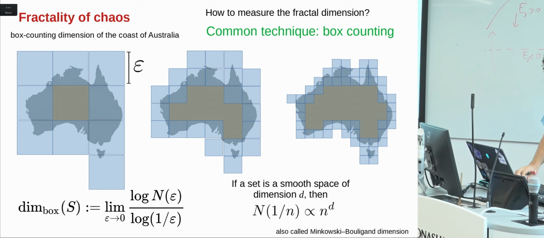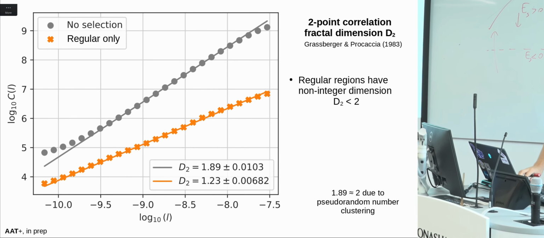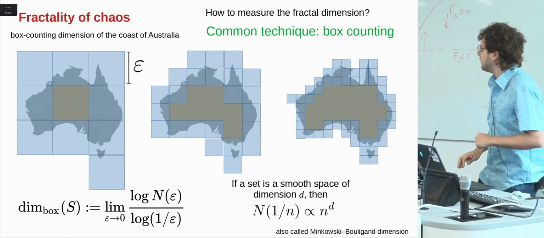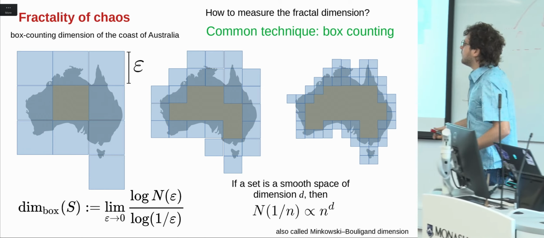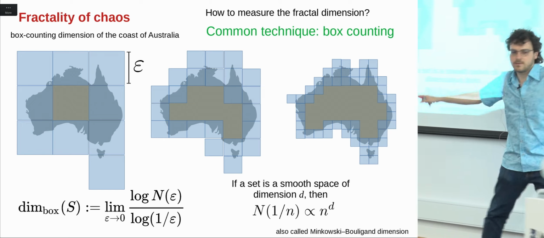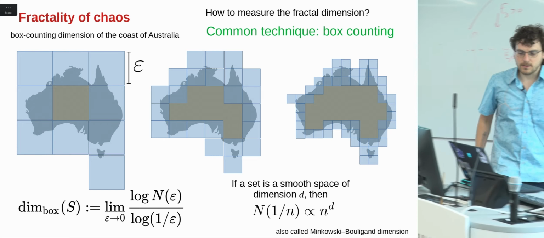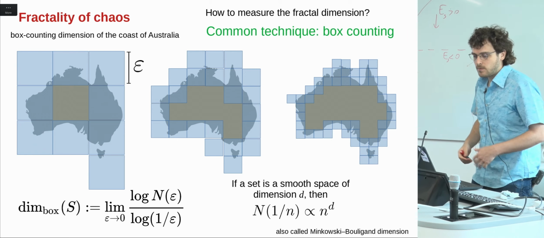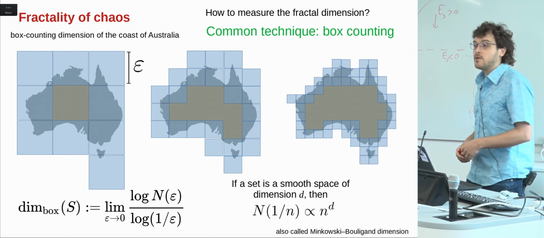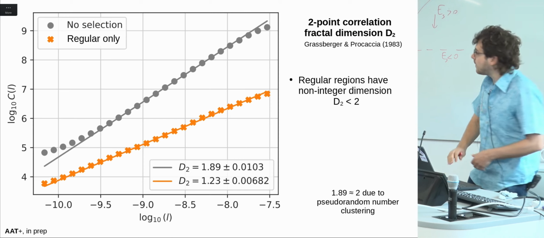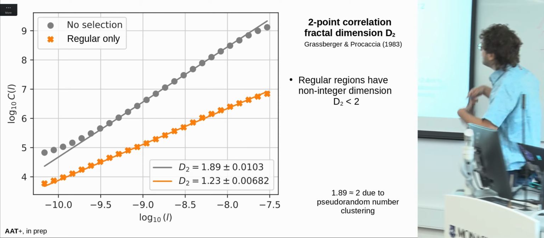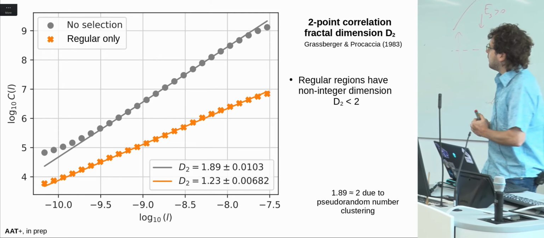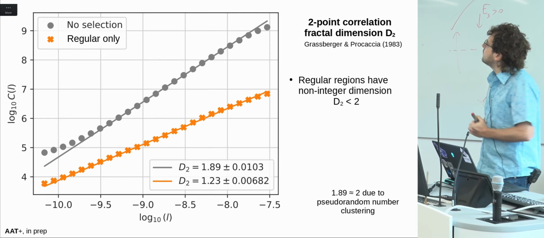But in the case of the three-body problem, the box dimension is not very helpful, because it assumes that we can do this limit. This limit, of course, works if we have infinite zoom-ins, but we don't. We're limited by resolution, and so what I had to do is use another way to measure the fractal dimension of a set of points, which is called the 2-point correlation fractal dimension.